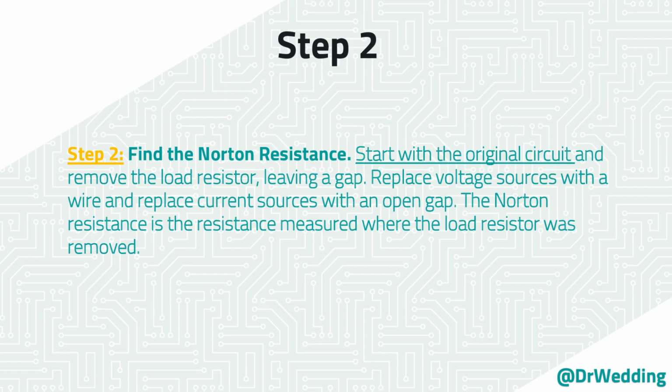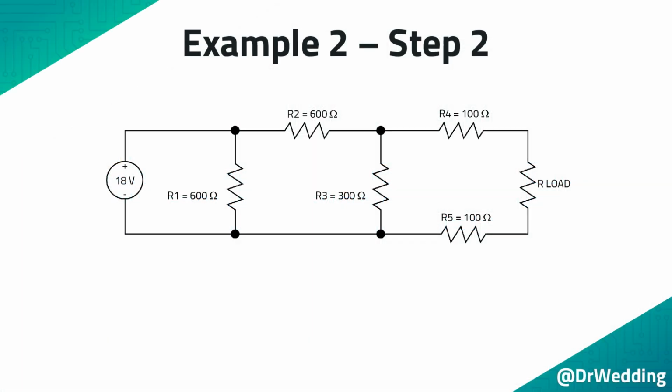Step 2. Find the Norton resistance. Start with the original circuit and remove the load resistor. Replace the voltage supplies with a wire and current sources with an open gap. Next, we can start to combine the resistors.